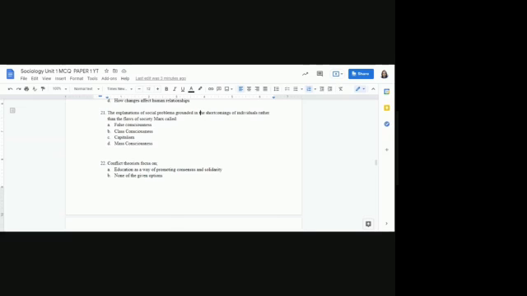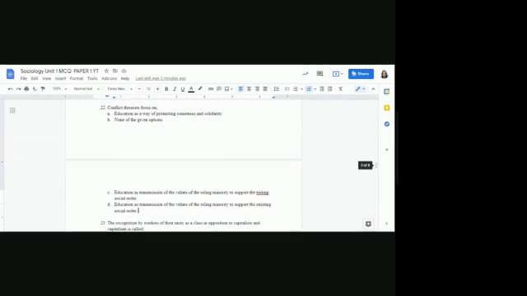Question 22. Conflict theorists focus on A, educating as a way of promoting consensus and solidarity, or B, none of the given options. Maybe it's C, education as preparation for assumption of adult roles in society, or is it D, education as transmission of values of the ruling minority to support the existing social order? So the correct answer for conflict theorists is D, education as transmission of the values of the ruling class to support the existing social order.